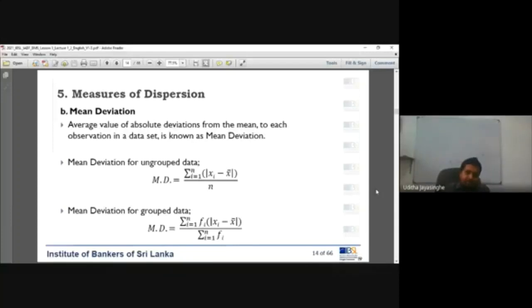The average value of absolute deviations from the mean to each observation in the data set is known as mean deviation. Okay, we'll try to use the board and try to get an understanding. Before we go to these numbers and symbols and try to understand what these are, we'll try to get a classic example and calculate some mean deviation.